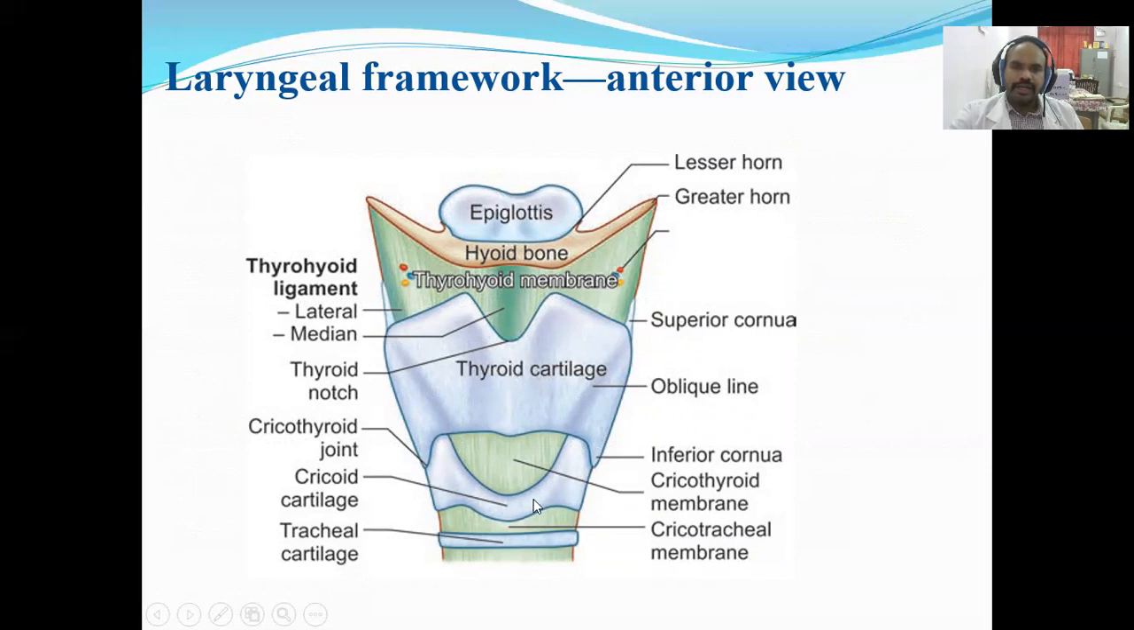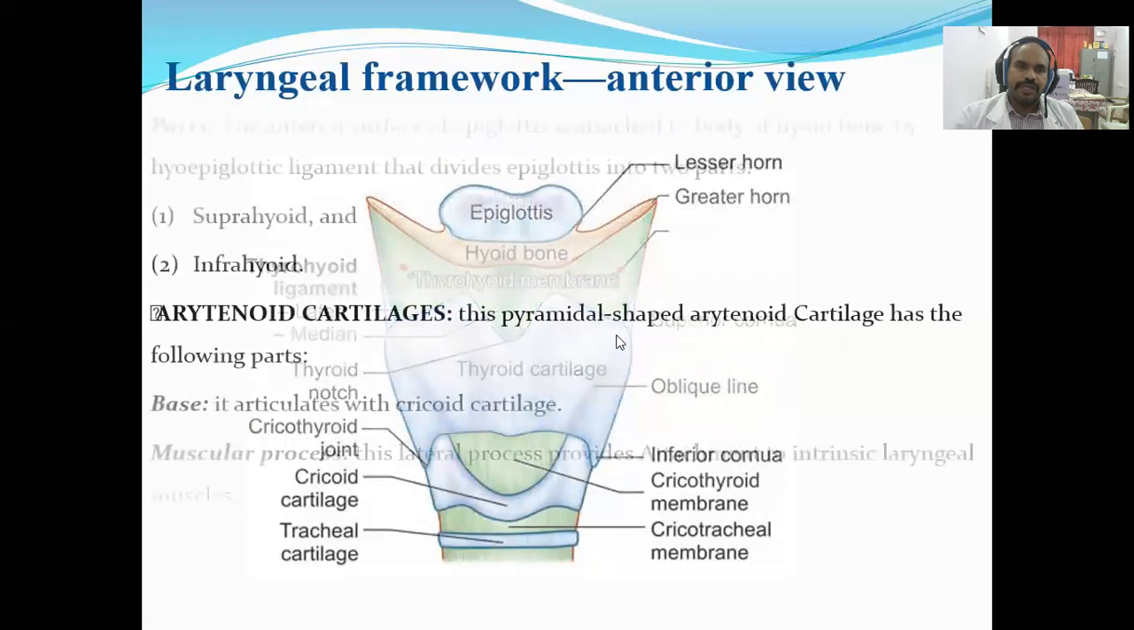Then we have the cricoid cartilage, which is a complete, single, signet-shaped cartilage with a narrow anterior arch and a broad posterior arch. In between these cartilages, we have the presence of membranes, which will come in the subsequent slides.